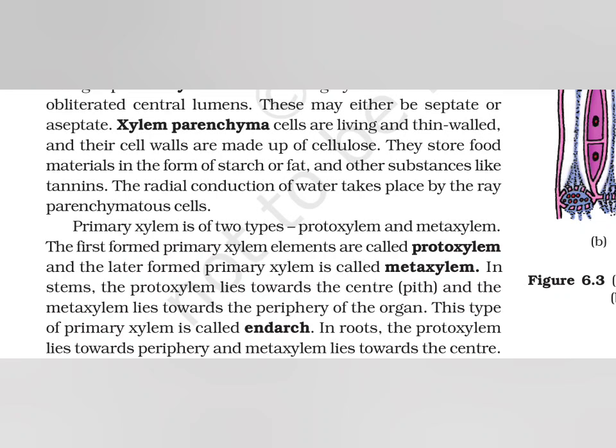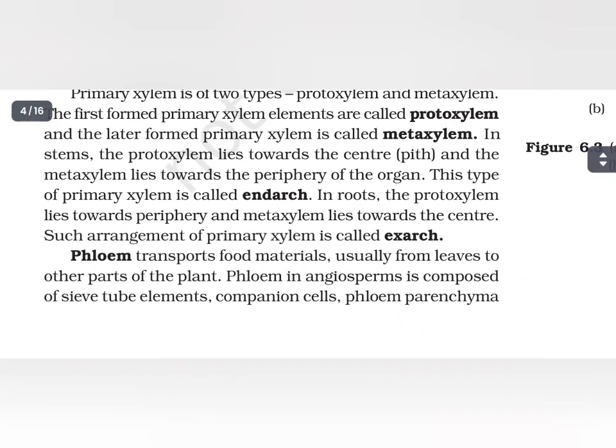In stems, the protoxylem lies towards the center, which is pith, and the metaxylem lies towards the periphery of the organ. This type of primary xylem is called endarch. In roots, the protoxylem lies towards the periphery and metaxylem lies towards the center. Such arrangement of primary xylem is called exarch.